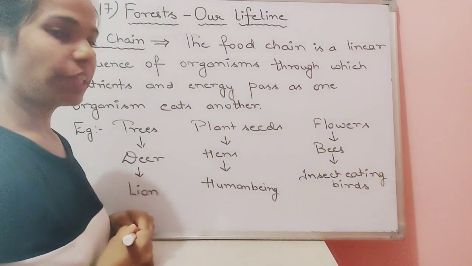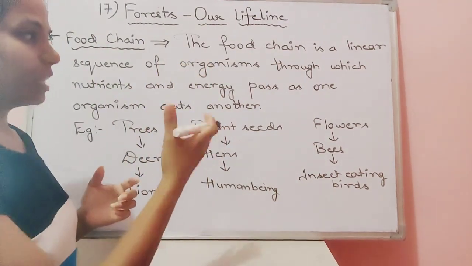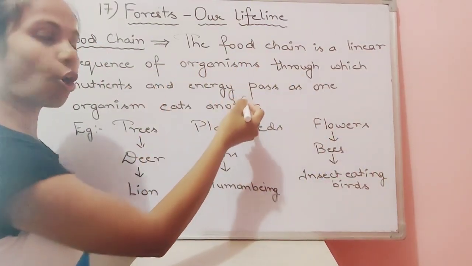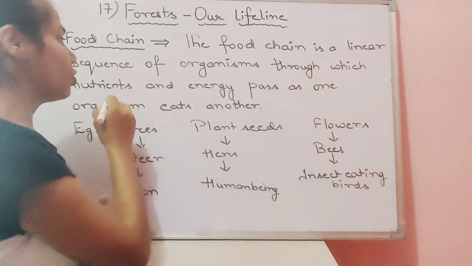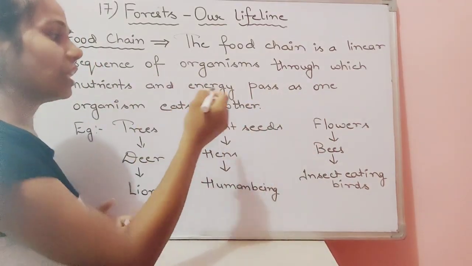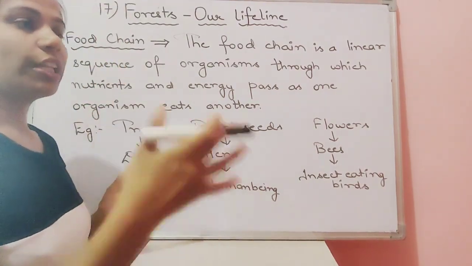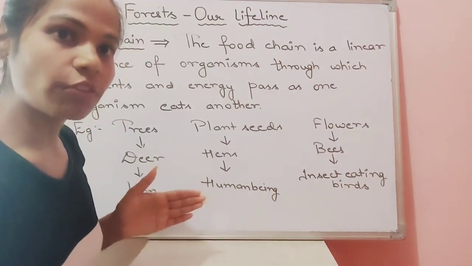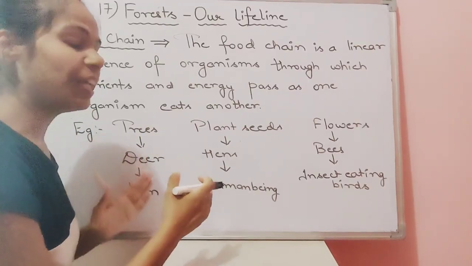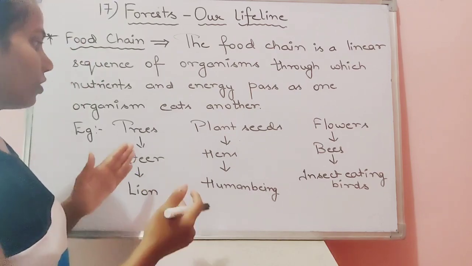Moving on to the next topic, children, food chain. Now what do we understand by food chain, children? Please have a look at the definition first. The food chain is a linear sequence of organisms through which nutrients and energy pass as one organism eats another. What is written over here, children? That the organisms are dependent upon one another for their intake of nutrients depending upon the mode of nutrition they are having, right? So here we are observing what?